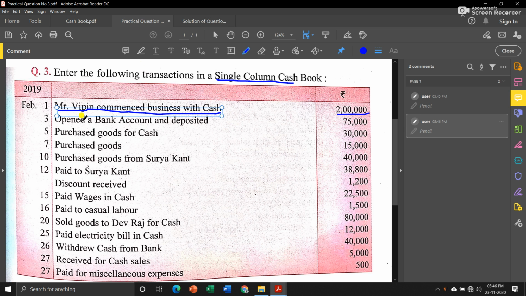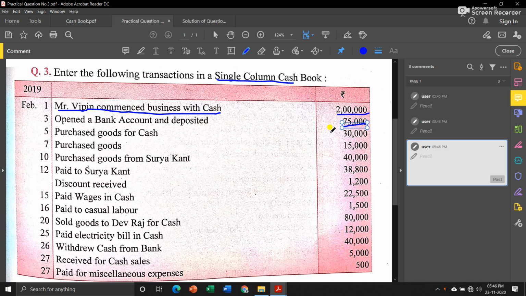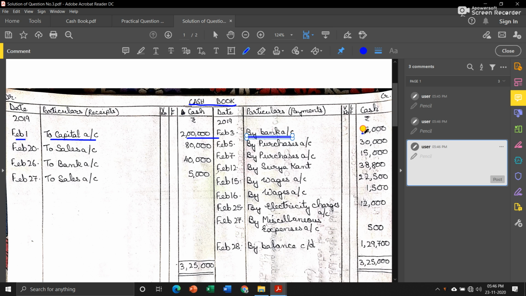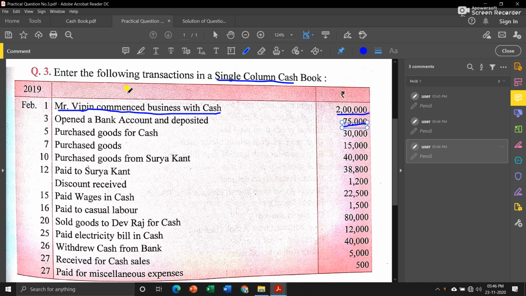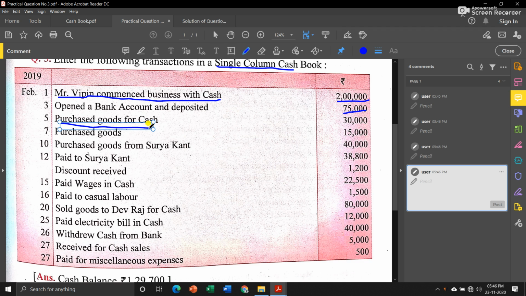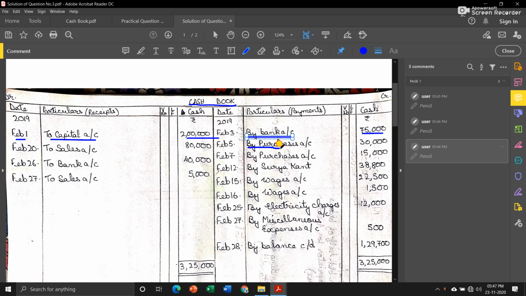Then next transaction is opened a bank account and deposited rupees 75,000. Now when we open bank and we took out cash from our business and we deposited it into bank, that means we are paying cash to the bank. Okay, so that we will record on payment side by writing by bank account, since bank is the receiver of that amount. Then on February 5th, purchased goods for cash, that means it is a cash transaction. We purchased goods and we made payment of cash rupees 30,000. So we will write by purchases account rupees 30,000. And you have to mention date as well. Okay, don't forget to mention date.